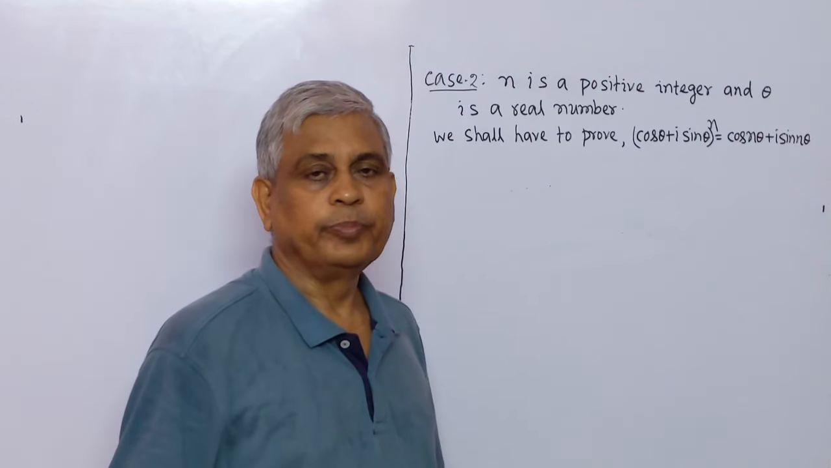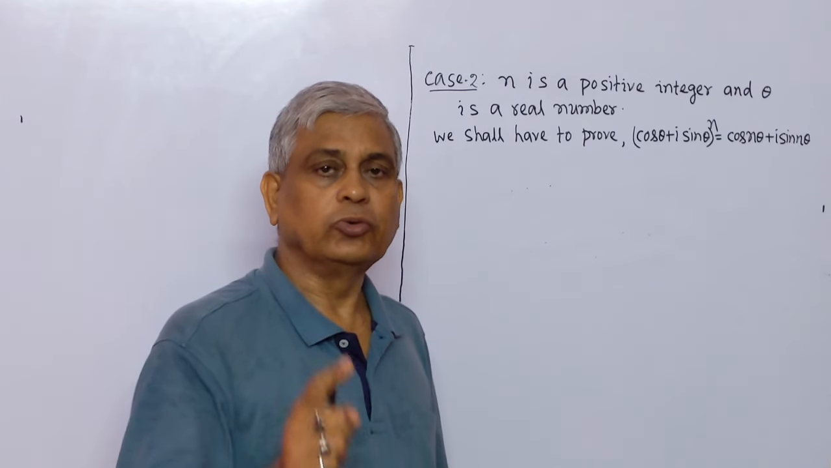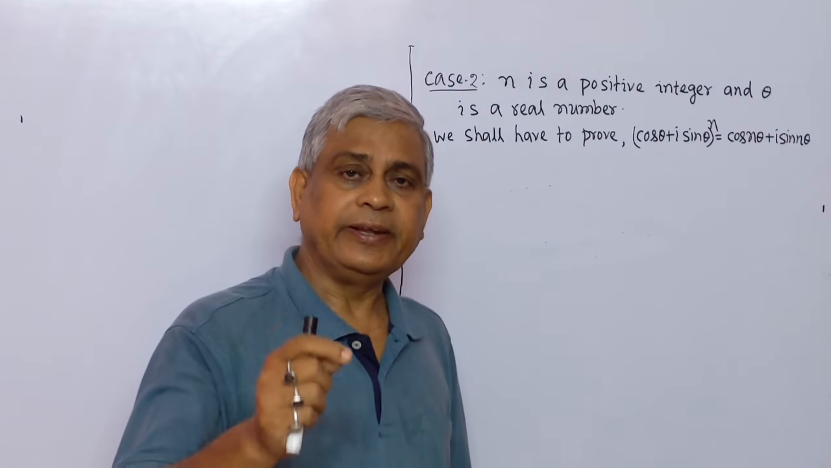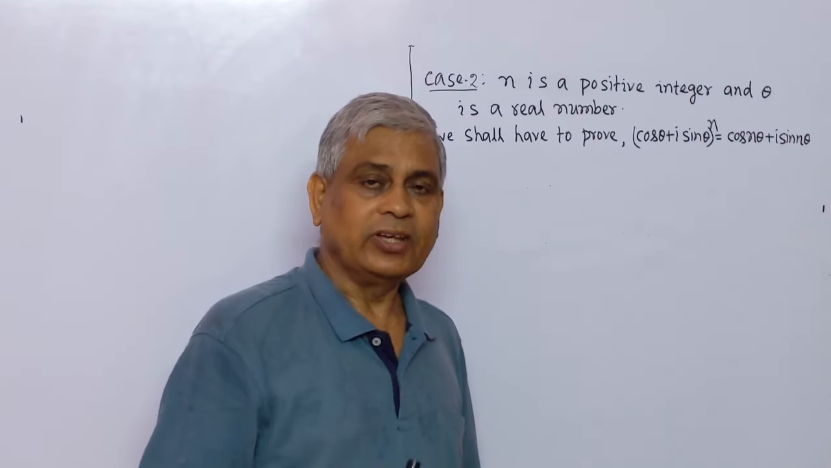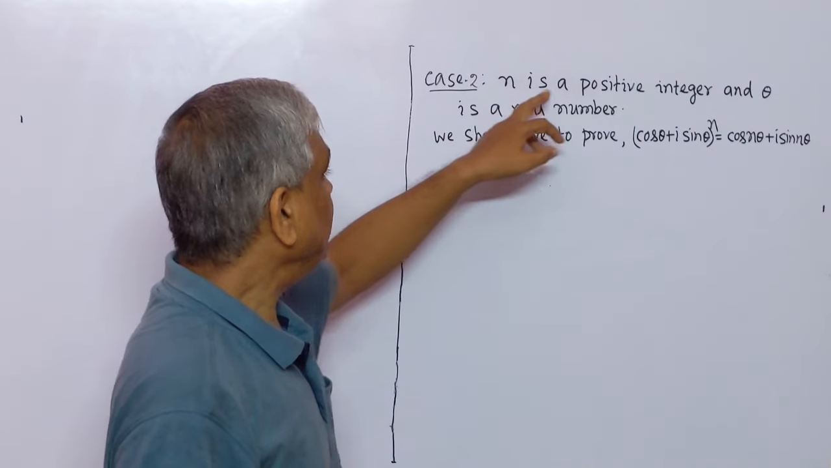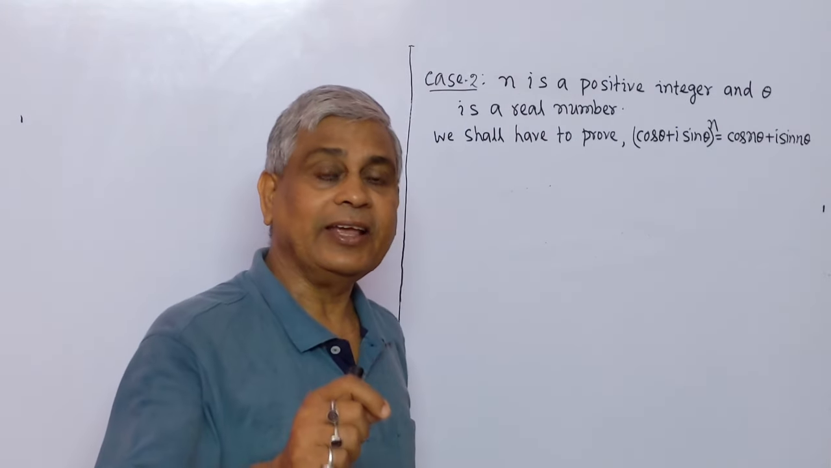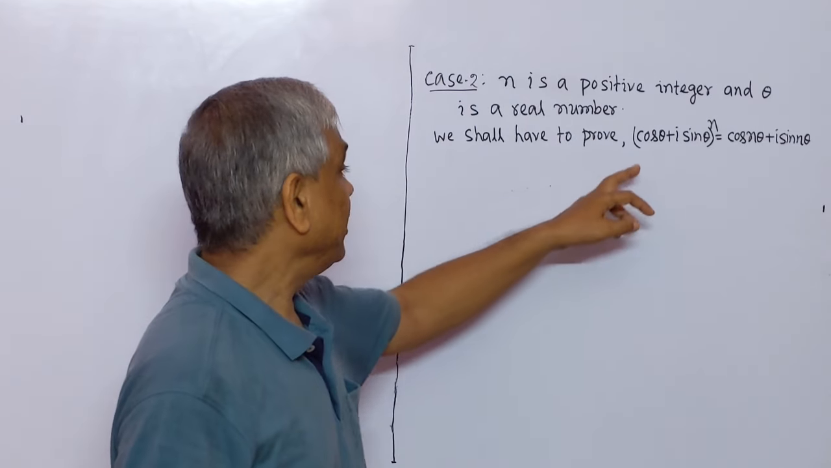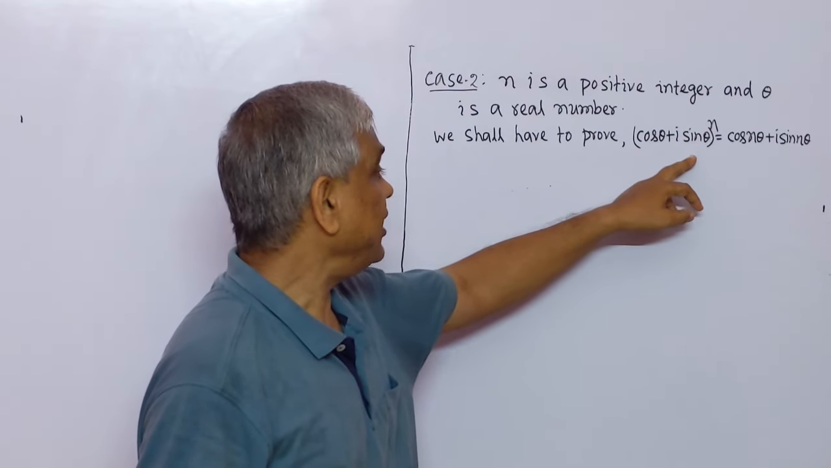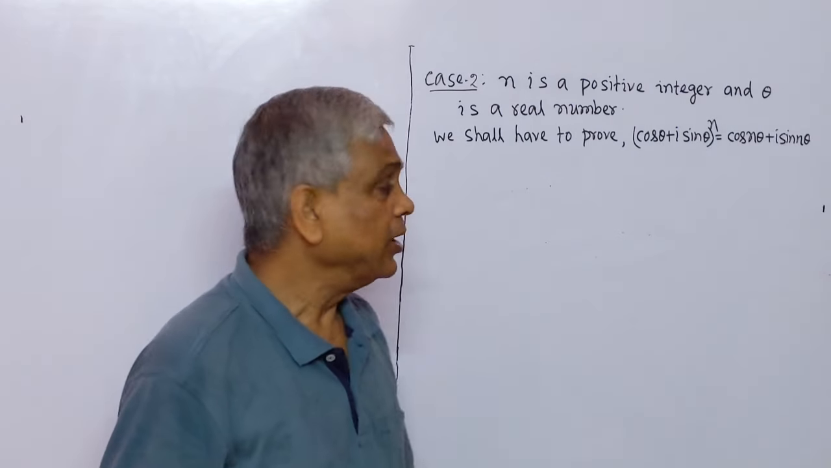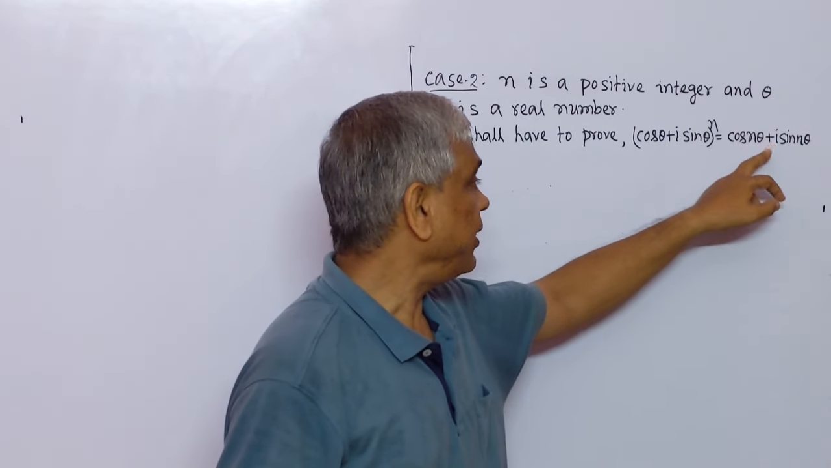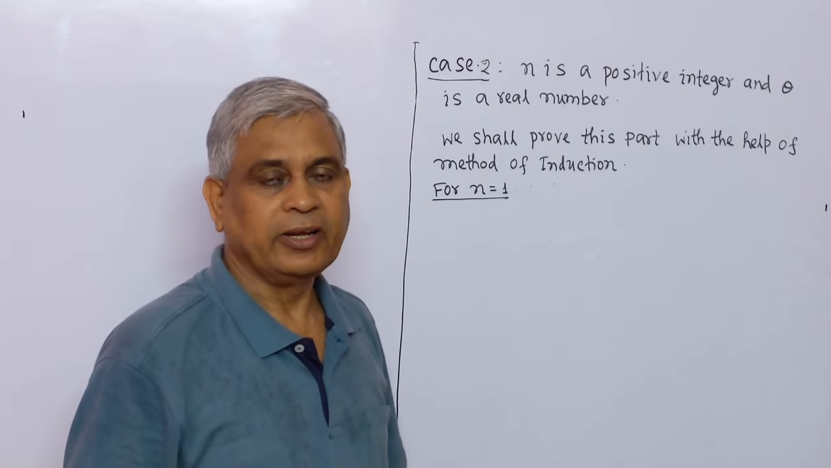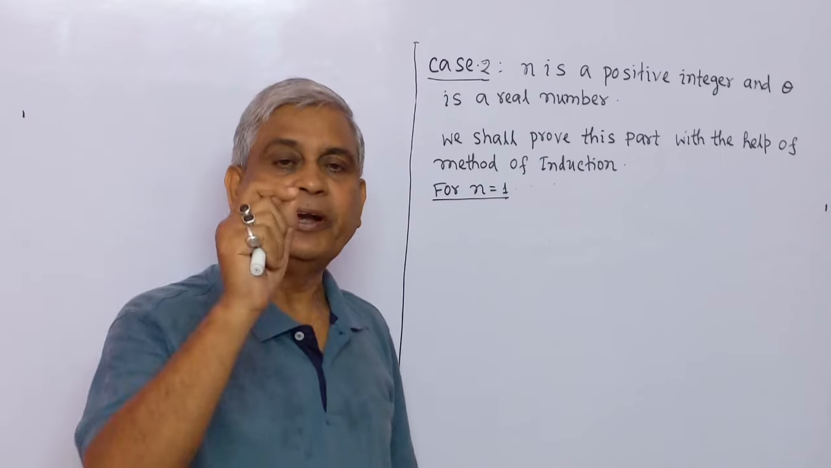Now we prove case 2. In case 2, we consider n a positive integral index. That is, n is a positive integer and theta is a real number. We shall have to prove that (cos theta + i sin theta)^n = cos n theta + i sin n theta. We shall prove this with the help of the method of induction.